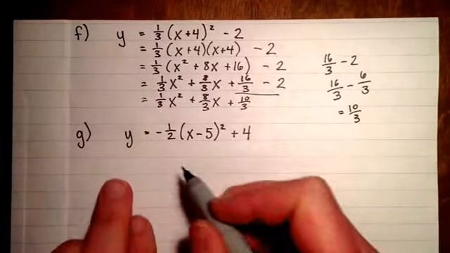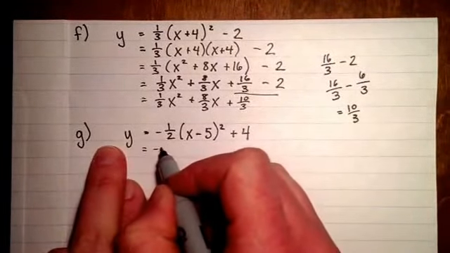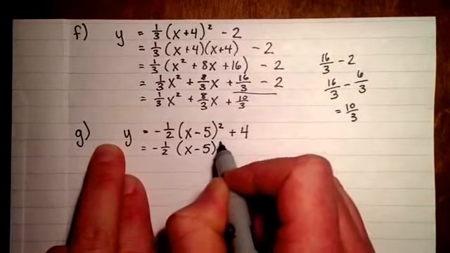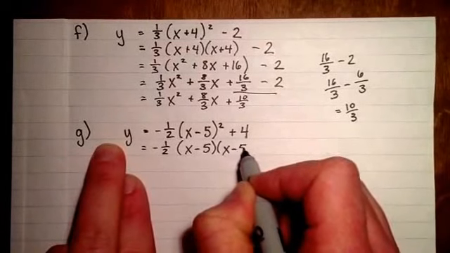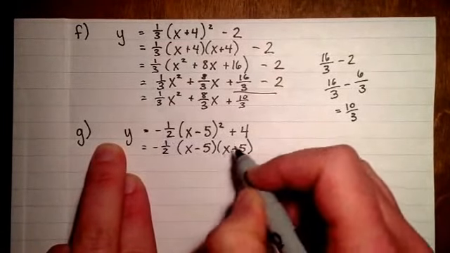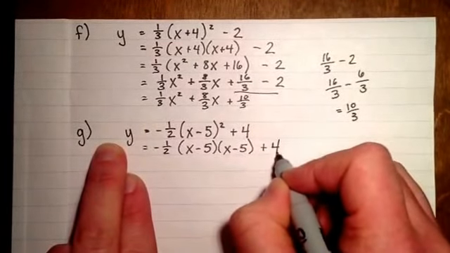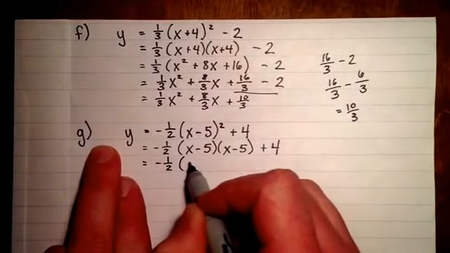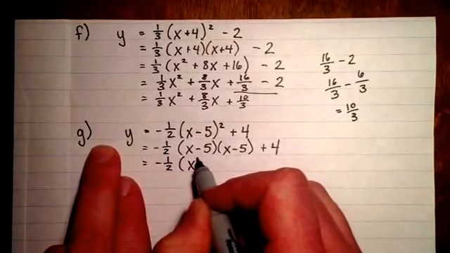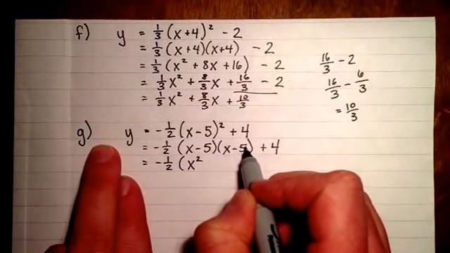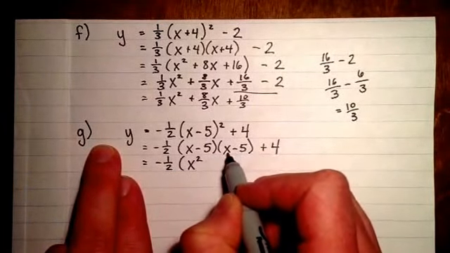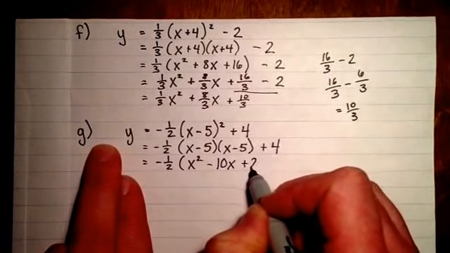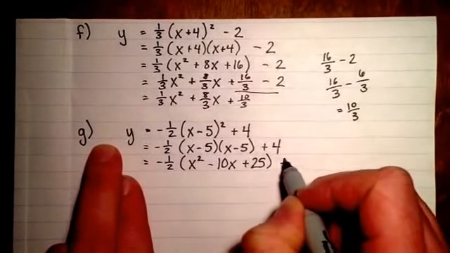Okay, and I'll just do one last one. So we've got -1/2 again. And again, I need to write this out twice, because the order of operations says exponents comes before multiplication. So that gives me x times x is x squared, x times -5, -5x, and then another -5x here, minus 10x plus 25 plus 4.